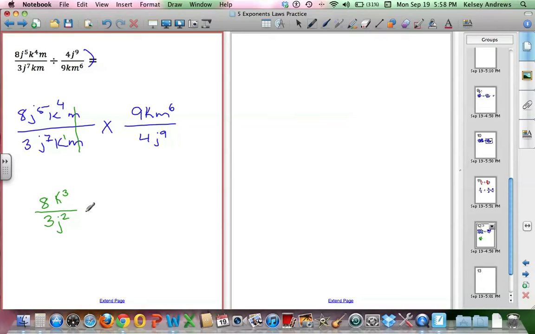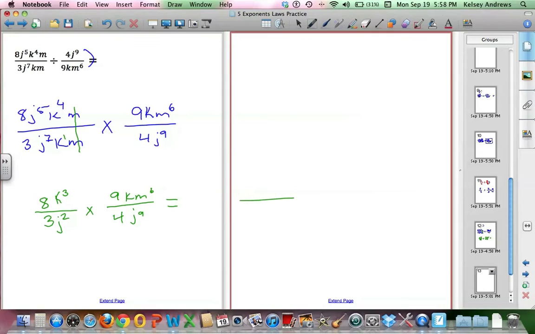Okay, let's look at our second one. 9/4, no common factors there either, so we have 9/4. And none of our variables are the same, so we just have to keep everything as it is. Okay, so now that we've simplified, we can multiply straight across.